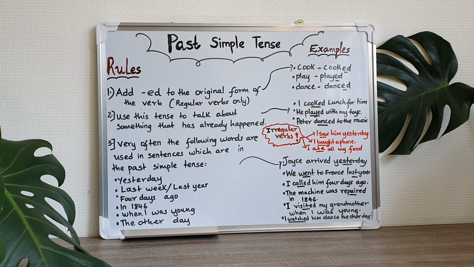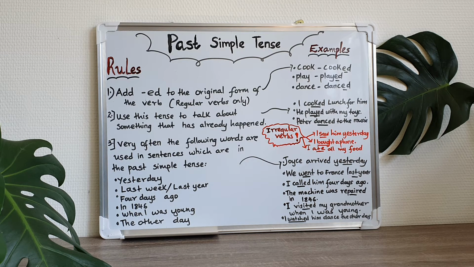Rule number 3. Very often, the following words are used in sentences which are in the past simple tense. So, when you see these words in a sentence, that should be a signal or a sign to you that the sentences should be in the past tense.